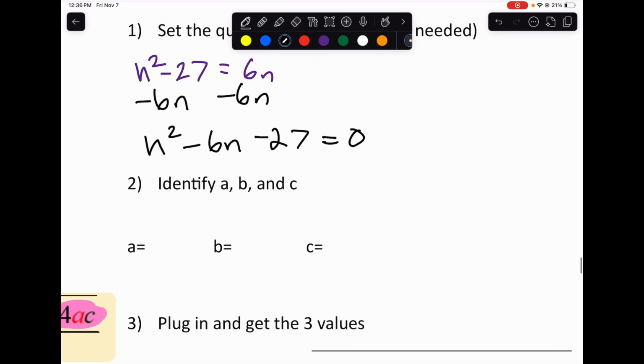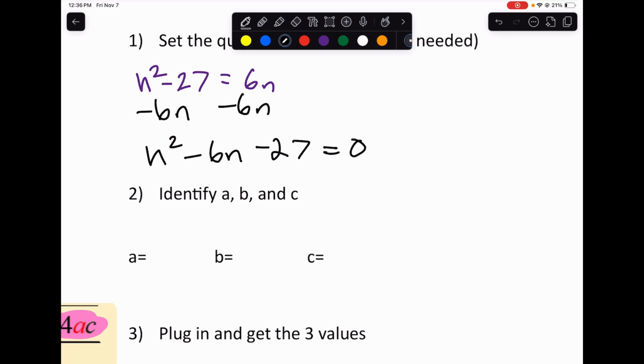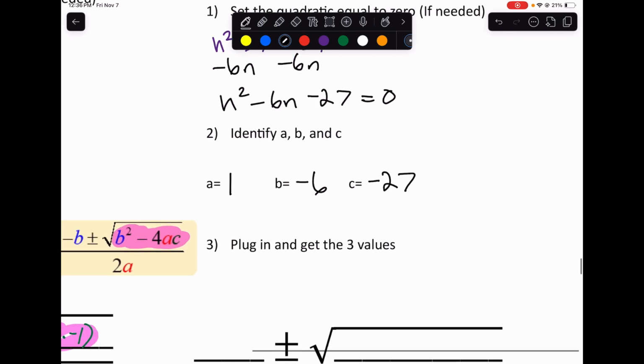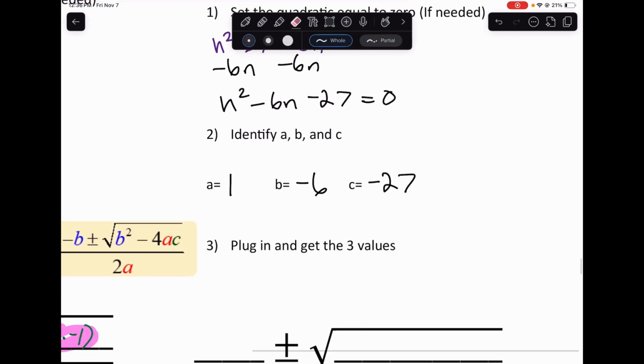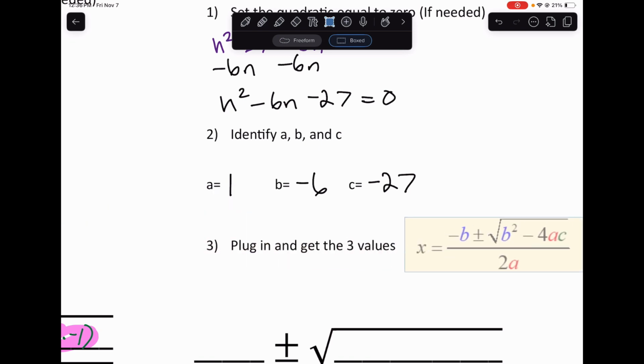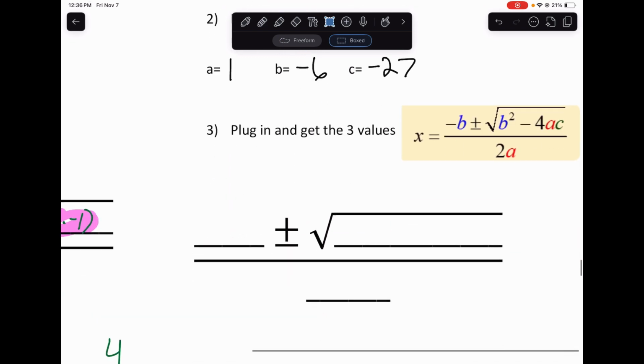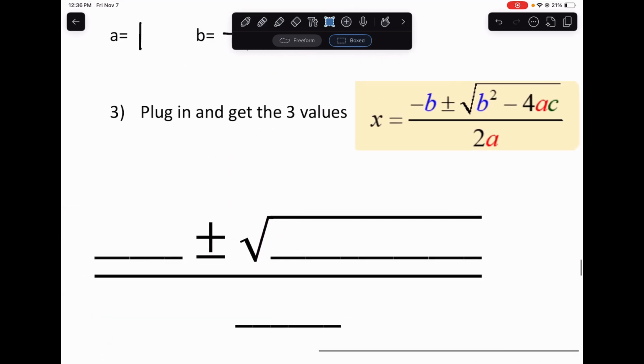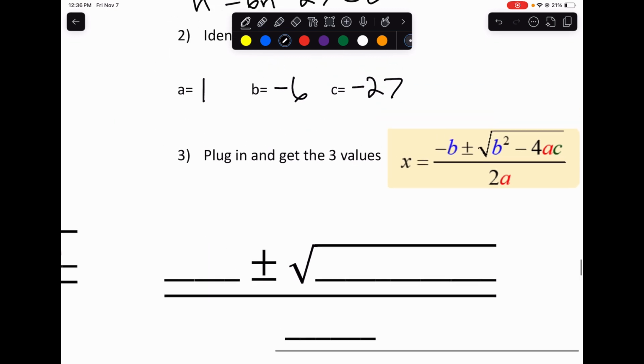So now we can go ahead and identify our a, b, and our c. These are the coefficients on our quadratic here. Our a value is 1, our b value is negative 6, and our c value is negative 27. So now we can go ahead and plug this into our quadratic formula. So remember, you do the opposite of b. That's what negative b means. So the opposite of, in this case, negative 6, we're going to do positive 6.